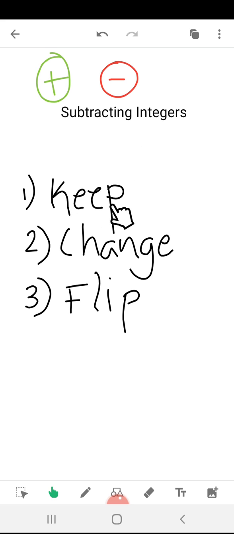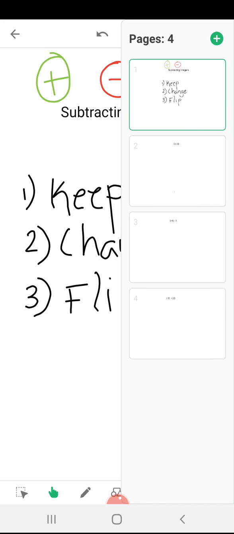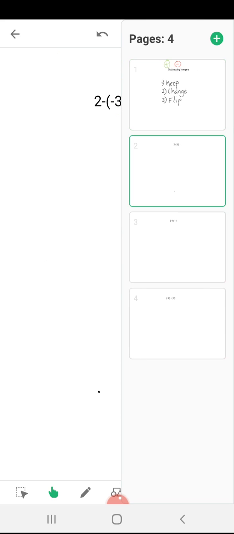First, you're going to keep the first integer. Then you're going to change the subtraction sign to addition. And then you're going to flip the last integer. Flip meaning if it's a negative, you change it to a positive. And if it's a positive, you change it to a negative. Alright, so keep, change, and flip. Let's look at some examples to understand this concept better.